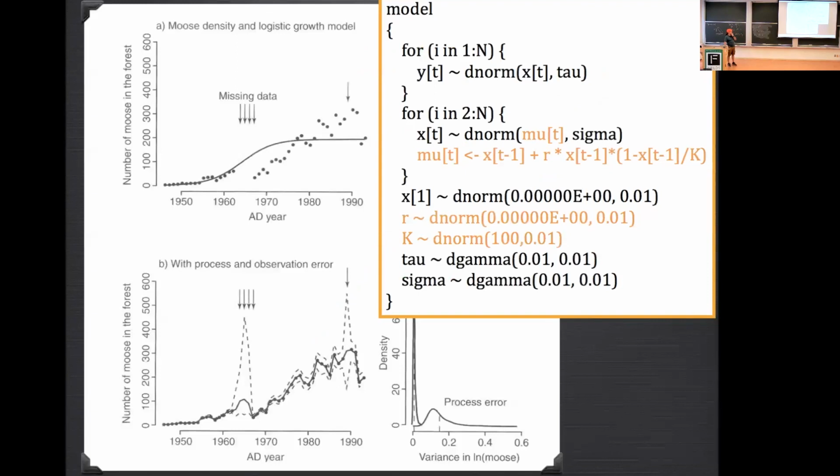This just shows that I can take that random walk model and modify it to add some real process. In this case, I've just added a logistic growth model up there as my process model, and then I've put priors on R and K.